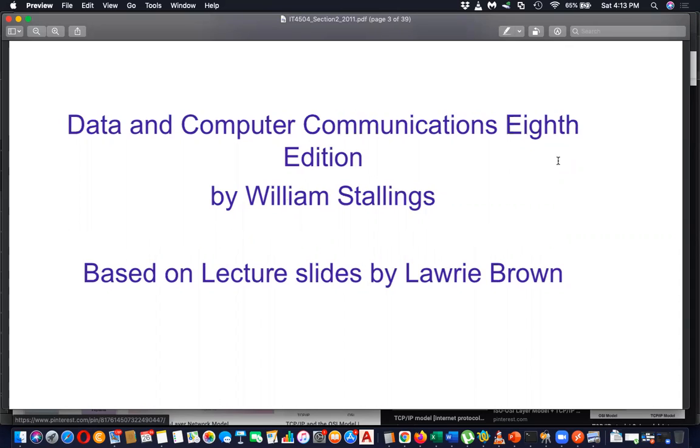So the recommended readings: Data and Computer Communications, 8th edition, by William Stallings, that is the recommended reading, and based on the lecture slides by Laurie Brown. So basically Stallings and Laurie Brown. Within networking, many universities recommend William Stallings and Laurie Brown. Then readings: their lecture slides and the books Data Communications and Data and Computer Communications are what you should read.